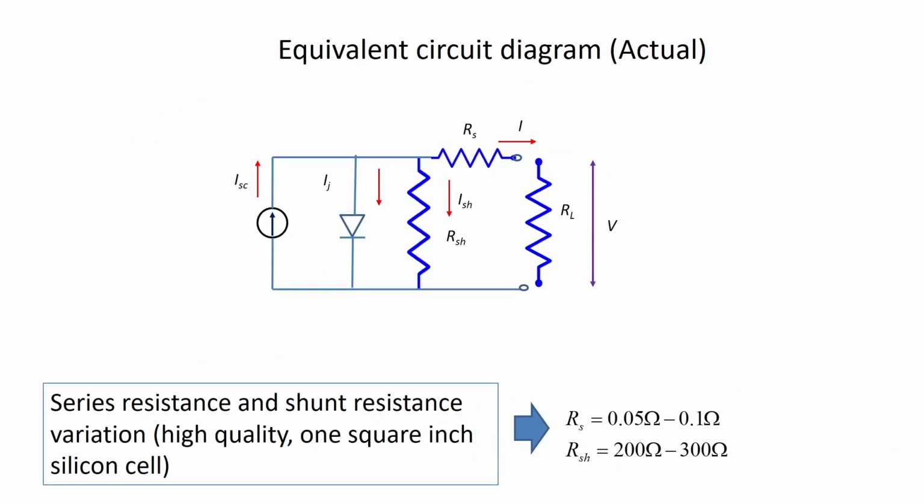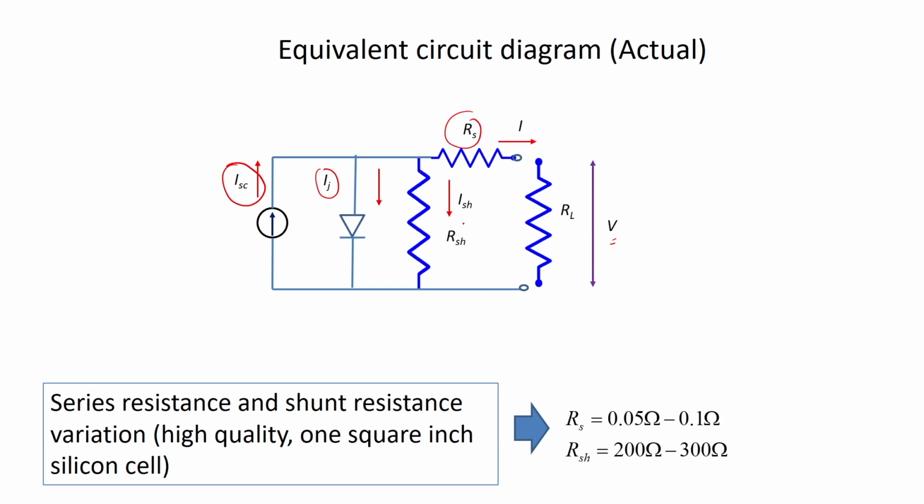Now, let us learn about the equivalent circuit diagram of a solar cell. So, what you can see here, there is a current source. The amount of current generated by the source is ISC, and this is the PN junction, and IJ represents the junction current, and this is the shunt resistance, internal shunt resistance, and RS is the internal series resistance, RL is the load resistance, I is the current which flows through the load resistance with a potential of V, right.